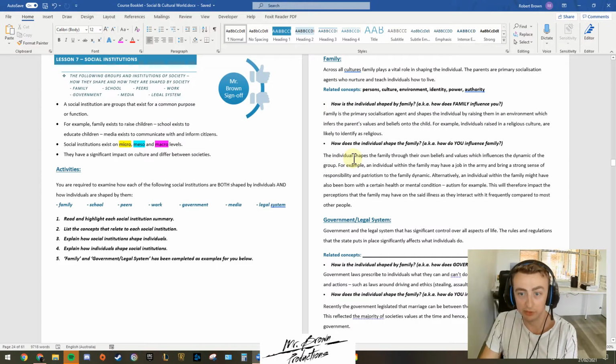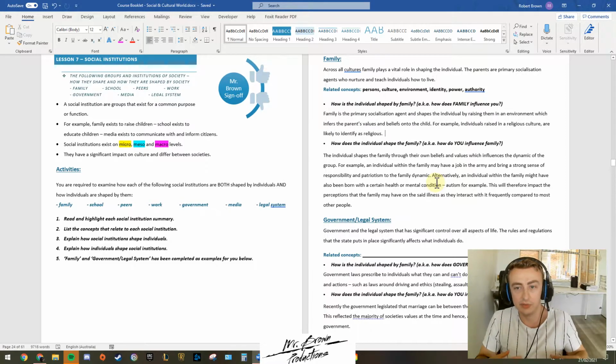So individual beliefs and values. For example, an individual within the family may have a job in the army and bring a strong sense of responsibility and patriotism to the family dynamic. So that may happen. Alternatively, an individual within the family might have also been born with a certain health or mental condition, autism for example, and this will therefore impact the perceptions that the family might have on autism, as they could interact with it frequently and engage with it differently to most other people. So that's just an example of how individuals can shape the family.